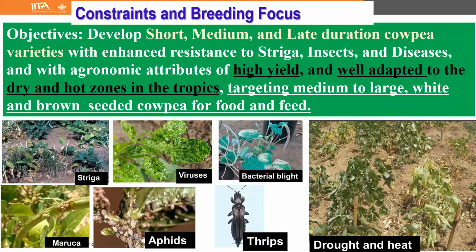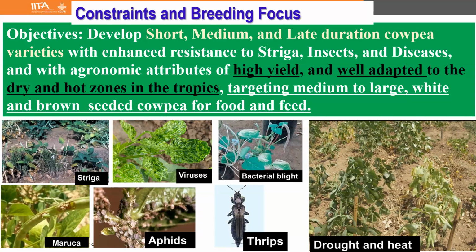And because of this, the breeding program has been focusing on developing short, medium, and late duration cowpeas that have enhanced resistance to some of these constraints, striga, insects and diseases, and also focusing on attributes of high yield potential with adaptation to the hot and dry zones in the tropics. The market preference targeted is the medium to large white-seeded cowpea varieties, mainly for food and feed. And this is where the breeding program is focused.